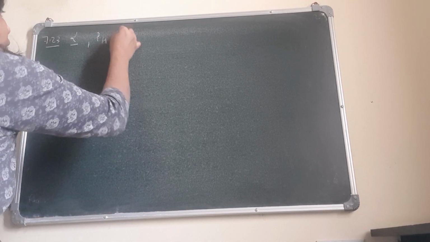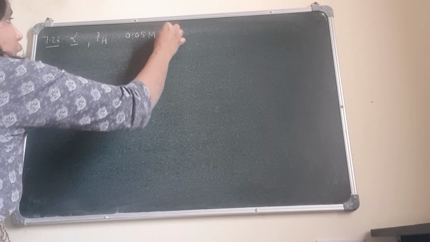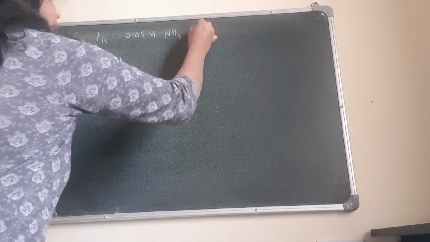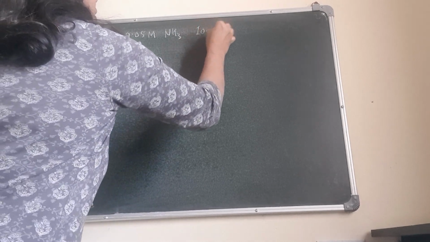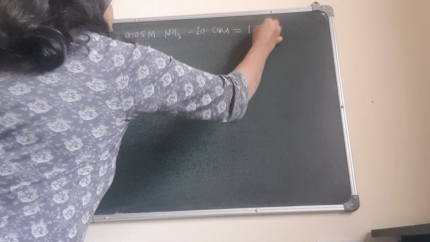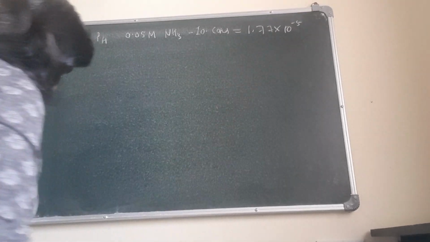Determine the degree of ionization and pH. You have to also find the pH of a 0.05 molar ammonia solution. The ionization constant of ammonia is given to you as 1.77 into 10 power minus 5.